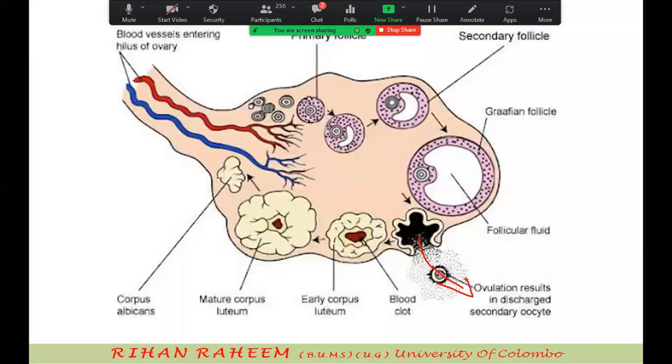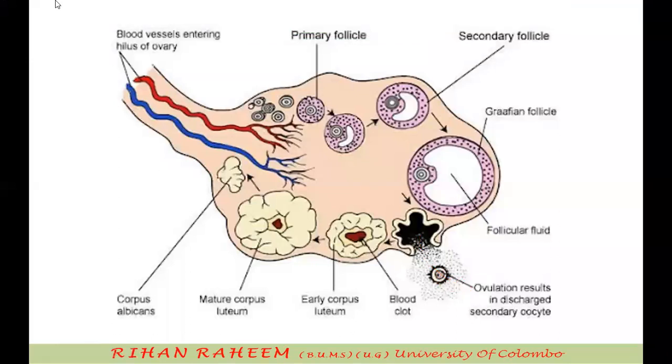When the ova is released from the ovary, tell me, what is the organ which captures the ova and takes it in? You all can unmute. Fallopian tube. The membrane of the fallopian tube catches the ova and takes it into the fallopian tube. That story is separate. So until the 14th day, the stages are increasing: primary becoming secondary, secondary becoming Graafian. On the 14th day, it's blasting and the ova is released.